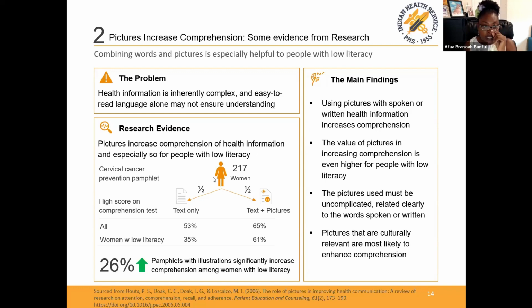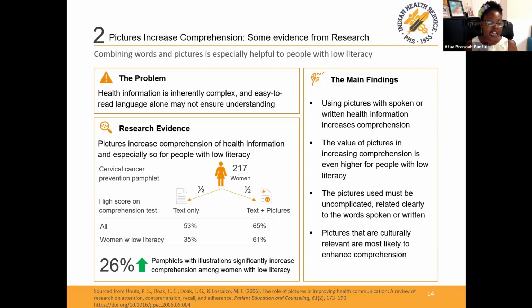Okay. So, this finding had some new ones. Let me just point out the main findings, just so you remember. I think it's absolutely right for you to come away saying that combining words and pictures is especially helpful to people with low literacy, right? The research also showed that the pictures I use must be uncomplicated and related to the words that are spoken or written. It's not just any pictures, right?